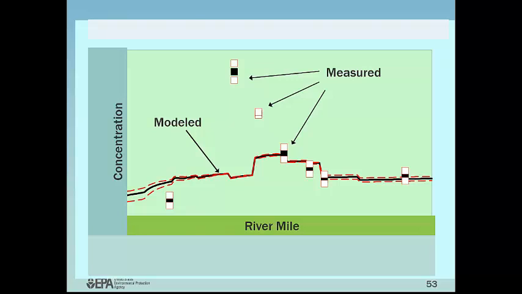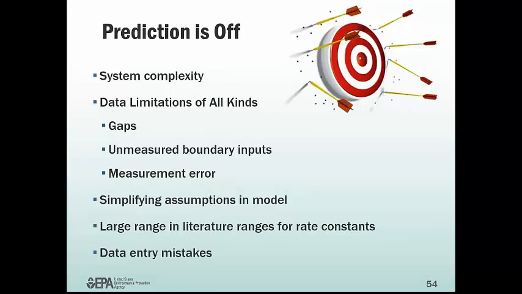We shouldn't be surprised that the prediction is off. Environmental systems are very complex, and there's a wide range of things that might be causing the error. I've listed several of them here. And in the calibration process, one will be exploring each of these potential sources of model error.